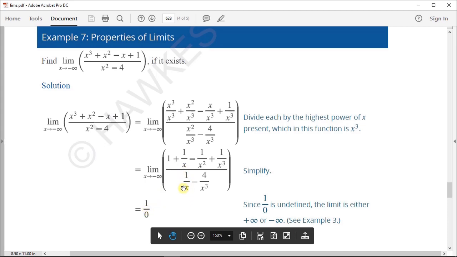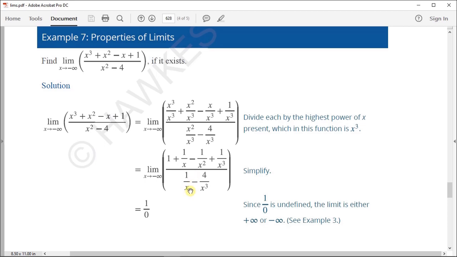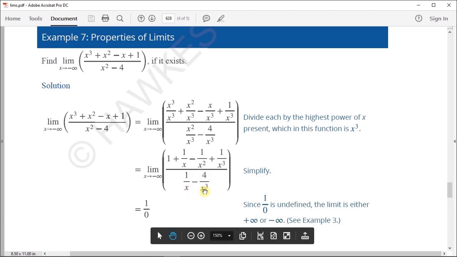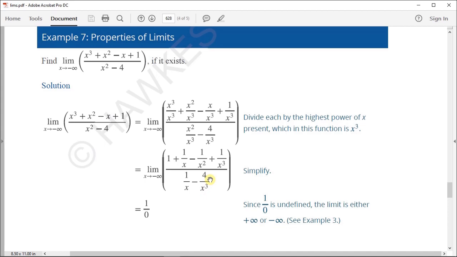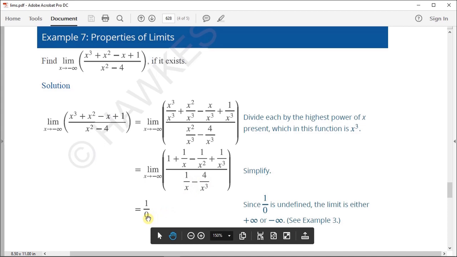On the bottom down here, you've got 1 over x. So again, that's bigger on bottom. X to the first on bottom, you don't have it on top at all. So that's going to be 0. And then negative 4 over x cubed. Same thing. You've got x cubed on the bottom. You don't have any x's at all on top. So that's going to be 0. So I got 0 minus 0, which is 0.